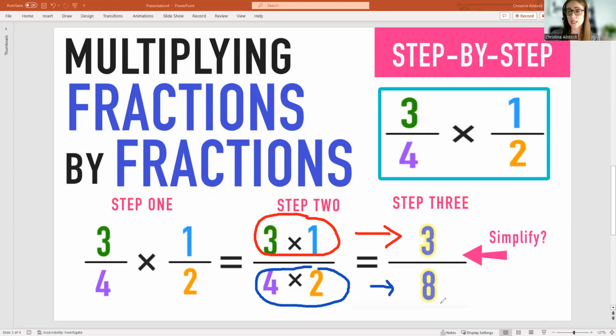Because when we're multiplying, our answers can get very large, you do always want to make sure that it is simplified completely before you finalize your answer. And in this case, it is. Other than a GCF of 1, there's nothing that 3 and 8 have in common. So when you multiply fractions, you just multiply straight across. Numerator times numerator, denominator times denominator.